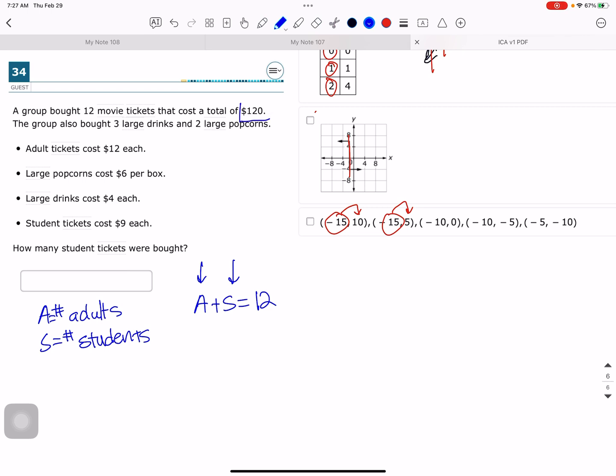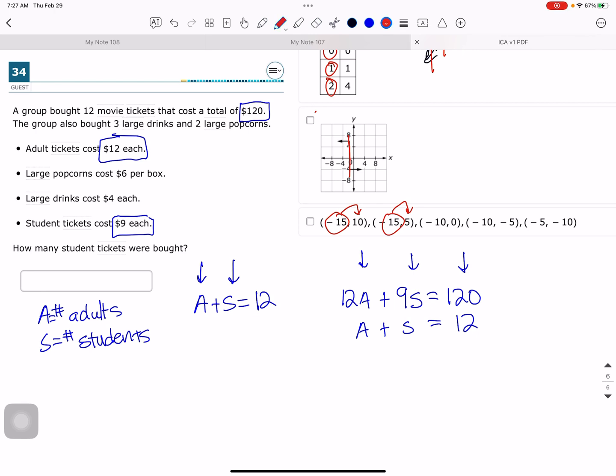Now, the tickets cost $120. So how do we do that? $12 for each adult plus $9 for every single student. So 12 times adults plus 9 times students was how we got the 120. Okay, so now when I line up the two equations, we have a column of A's, a column of S's, and a column of numbers.